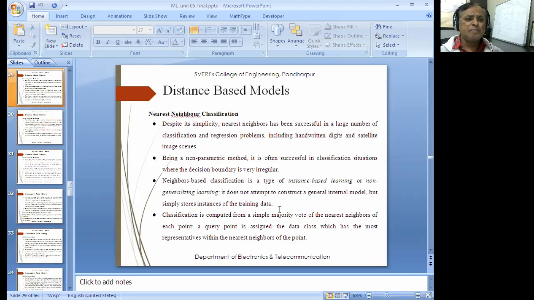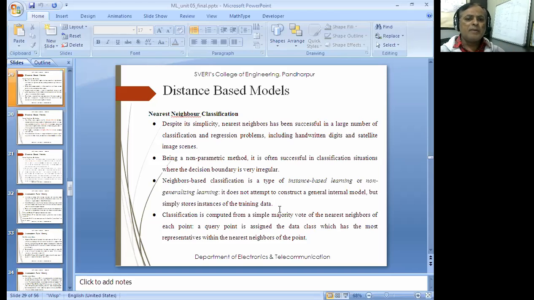Despite its simplicity, nearest neighbors can be successful in a large number of classification and regression problems, including handwritten digits and satellite image scenes. So this distance based model, which we call nearest neighbor, is mostly used for both classification and regression problems. In it you can analyze handwritten digits, and you can also analyze satellite image scenes. So it is used on a very different canvas.